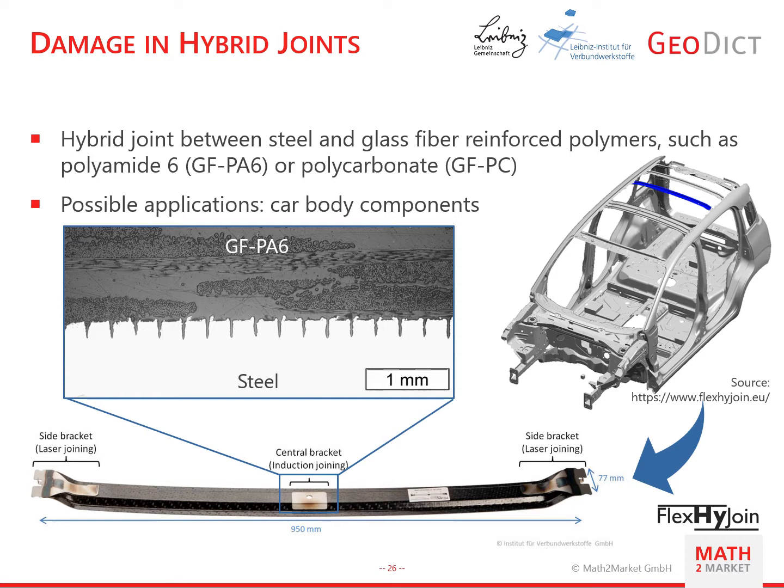Our partners at the Leibniz Institut für Verbundwerkstoffe, that translates to Institute for Composite Materials, are among the leading experts in the joining of fiber-reinforced thermoplastics and metals. These processes are developed for different applications, for example joining composite car body parts to a metal car body. On the right, you can see a body in white which contains a demonstrator part, a composite roof carrier to which metal brackets are attached by laser and induction joining.